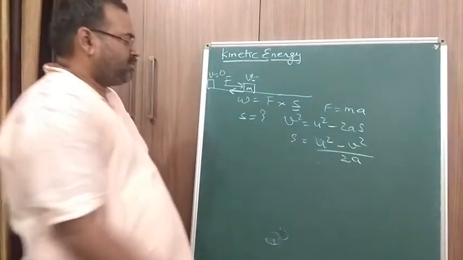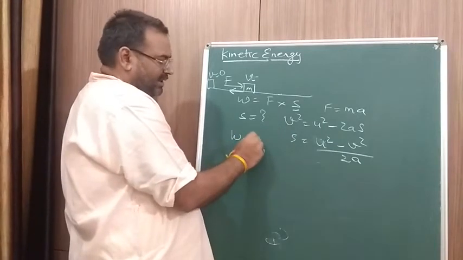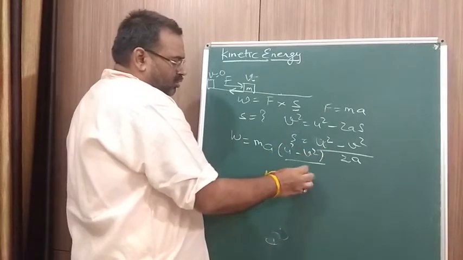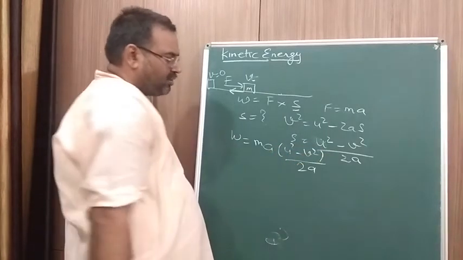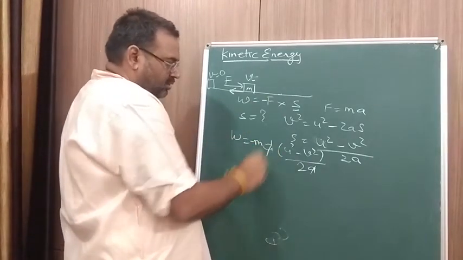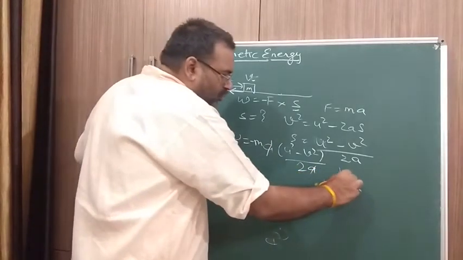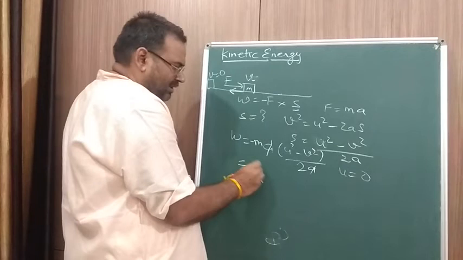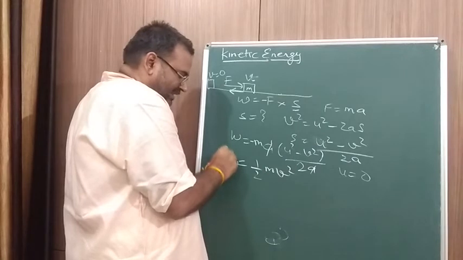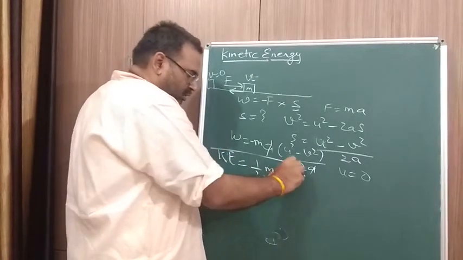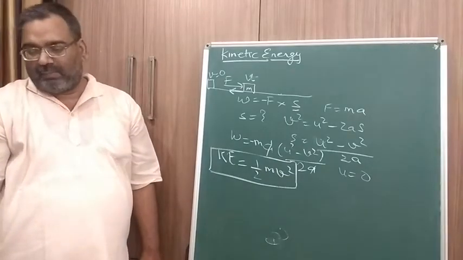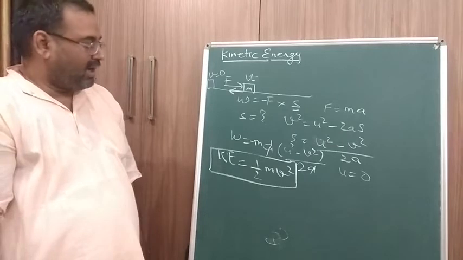Now we substitute this value here. W equal to, instead of F we write ma, and here (u square minus v square) upon 2a. Since the force is a retarding force, we can put a minus here. a and a cancel out, and the final velocity was equal to 0. So we get 1 by 2 mv square. So kinetic energy is equal to 1 by 2 mv square. This is the expression for kinetic energy, half mv square.